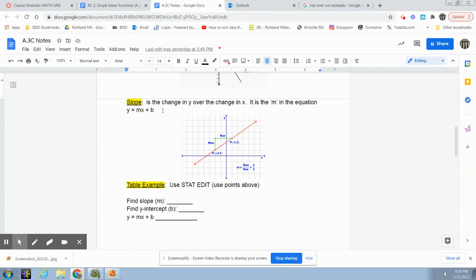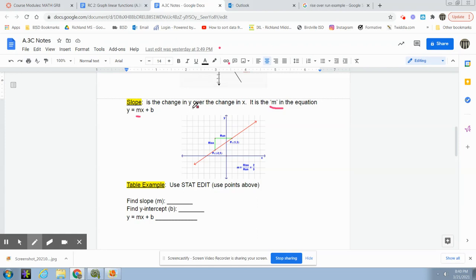Slope. We all love slope. We do slope so much. Hopefully you remember this, as this is a review. So slope is the change in y over the change in x. It is the m in the equation y equals mx plus b.